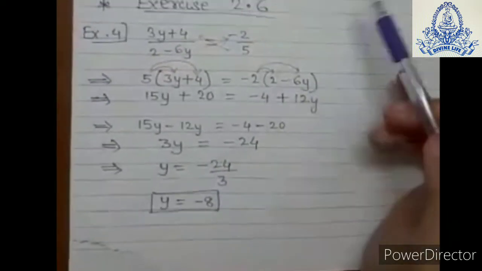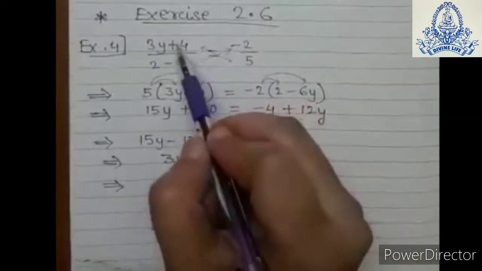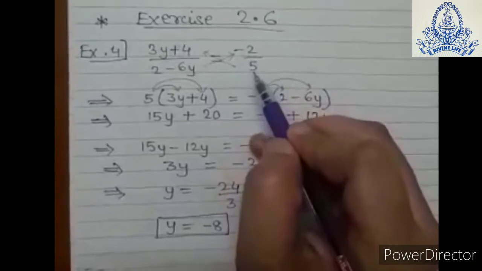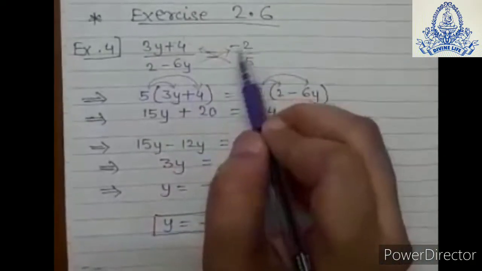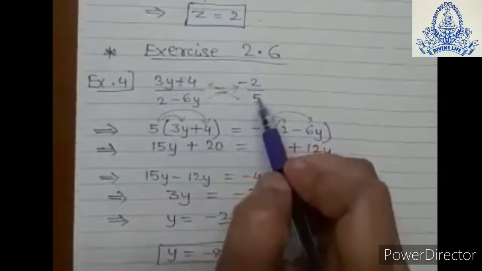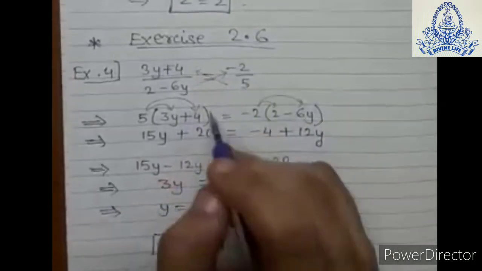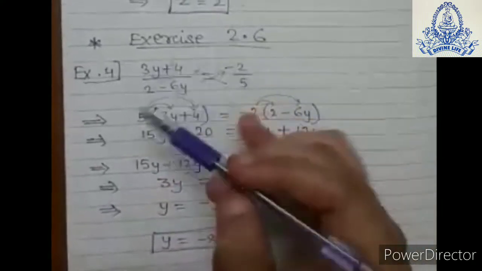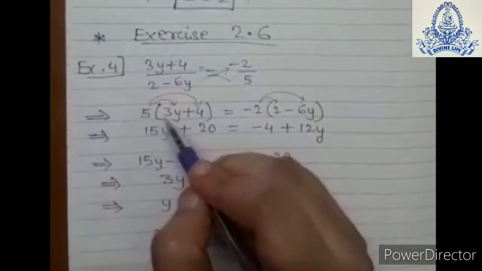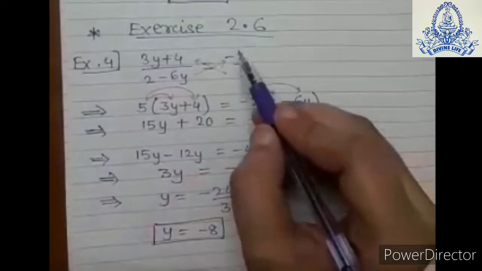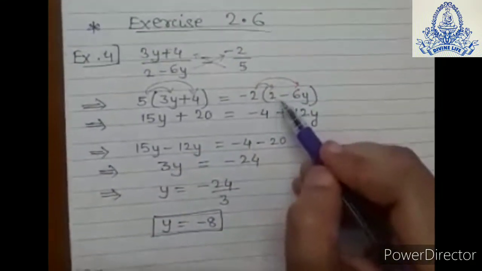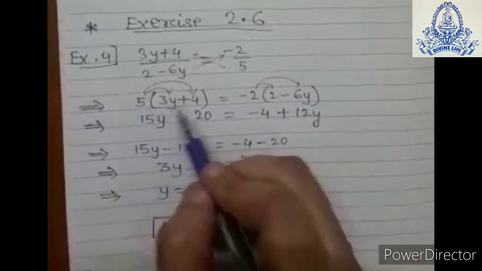Now we will study the last exercise 2.6. Now see, the question is given: 3y plus 4 upon 2 minus 6y is equal to -2 upon 5. Now see, between this LHS and RHS, the sign of equality is there. Whenever the sign of equality is there, we can multiply this numerator to this denominator and this denominator to this numerator. So we will do it the same way. See, this 5 will be multiplied to this numerator. 5 into 3y plus 4 is equal to this -2 will be multiplied to this new denominator, that is -2 into 2 minus 6y. So we will solve this bracket first.